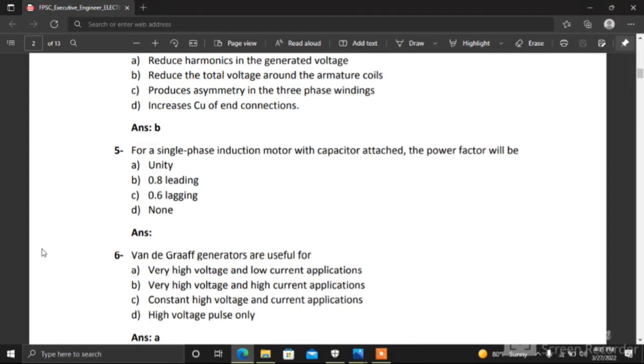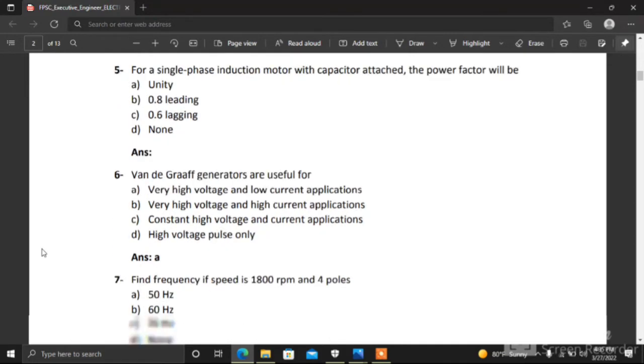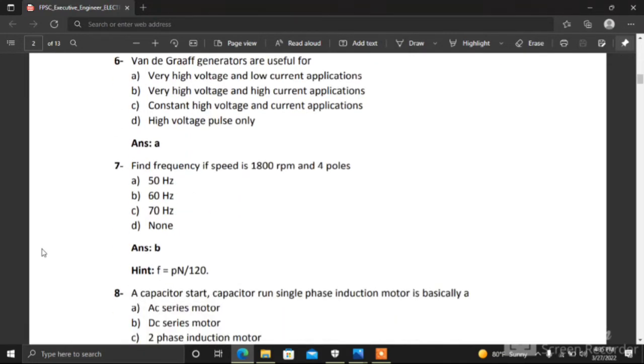Van de Graaff generators are useful for very high voltage and low current applications. Correct option is A. Find the frequency if speed is 1800 RPM and 4 poles. You know the formula Ns = 120 f / P. By adjusting the equation, the correct answer is B, 60 Hz.